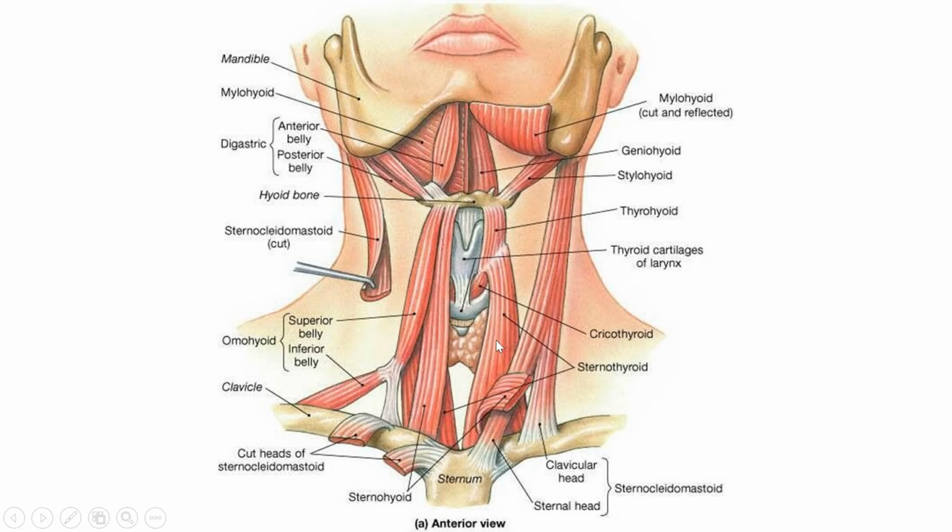This sternothyroid muscle prevents upward enlargement of the thyroid gland in case of goiter, because this muscle is attached onto the thyroid cartilage.